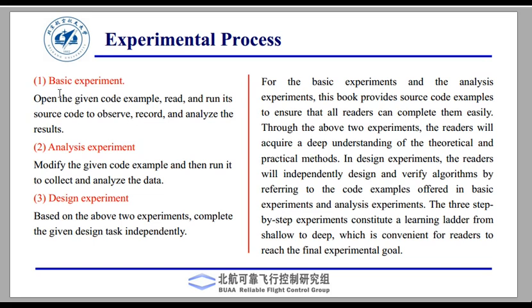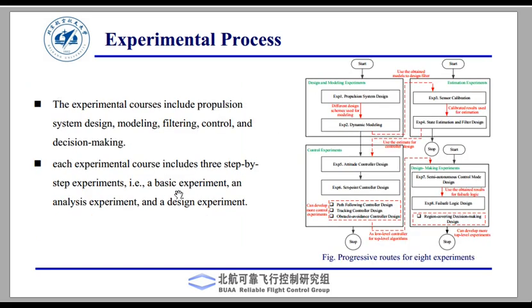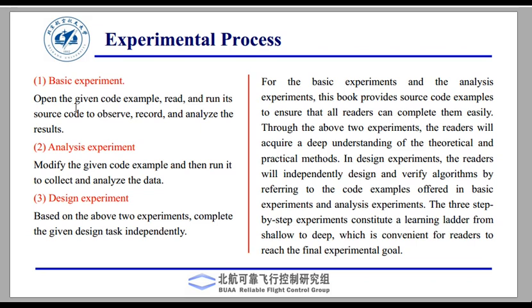In each experiment there are the basic, the analysis, and the design experiments. For the basic experiment, you need to open a given code example, read it, run it, observe it, record it, and analyze the results. The second type of experiment is by modifying the given code example and then running it to collect and analyze the data. Then the third part, which is the design experiment, is based on the above two experiments, but completing a given independent task.